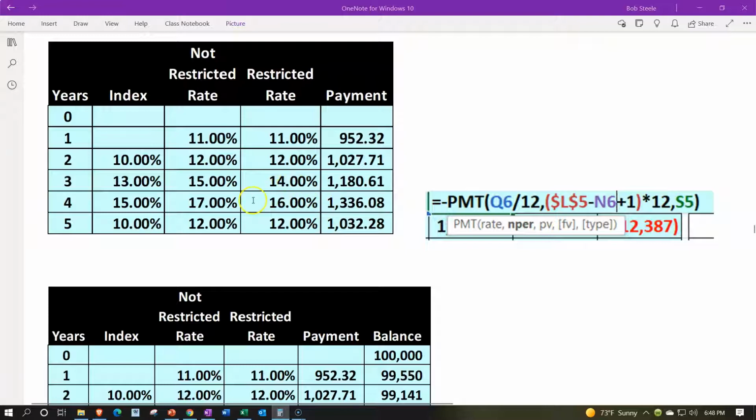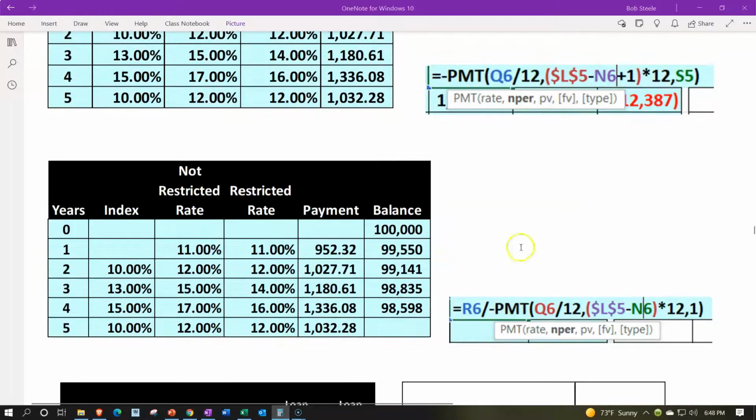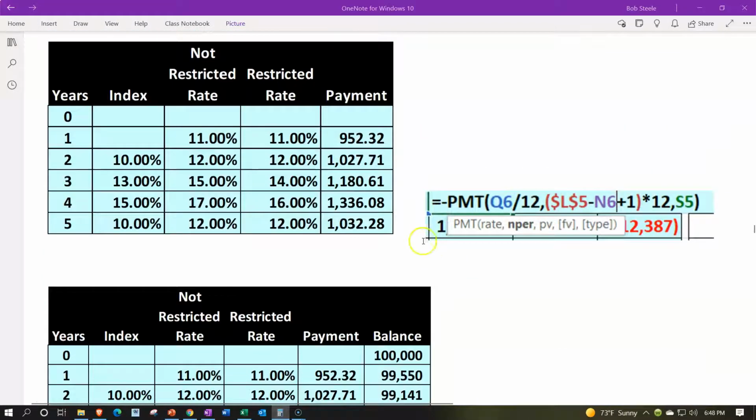Okay, so then the next one is 16%. The index went up to 17, but got capped at the 16. Negative payment, the rate then is going to be the 16 divided by 12, comma, number of periods is going to be the 30, represented by L5, absolute reference, minus N6, which is representing this 4 over here, plus 1, brackets, times 12 to go from years to months, and then comma, present value would be the prior balance that we were on in the prior period.